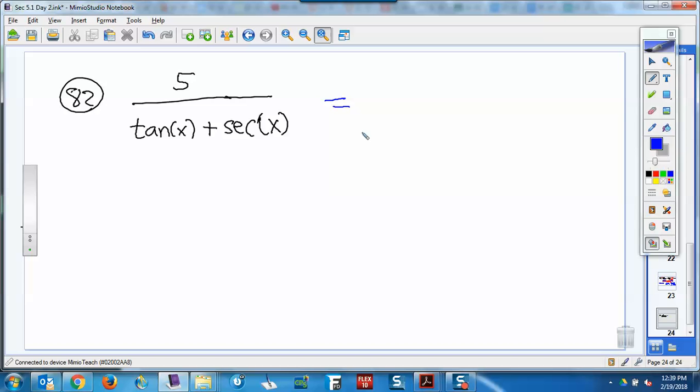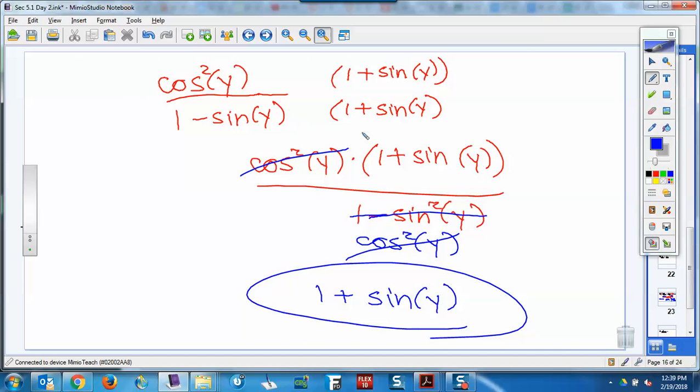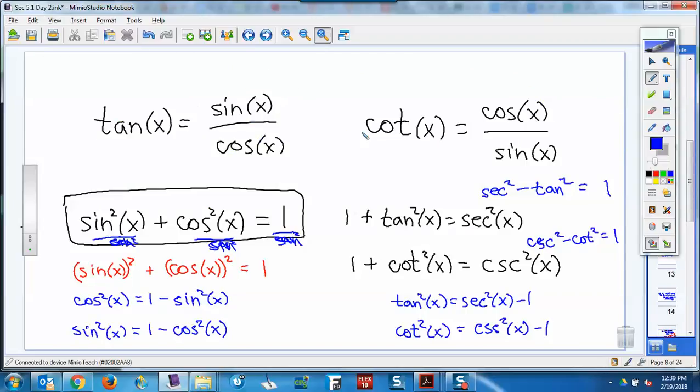Tangent squared plus 1 equals secant squared. Let's go back to our sheet here. So right back here, remember this one right here? Secant squared minus tangent squared is 1. That's just a rearrangement of this one. Okay? Or, flip that around, tangent squared minus secant squared would equal what?